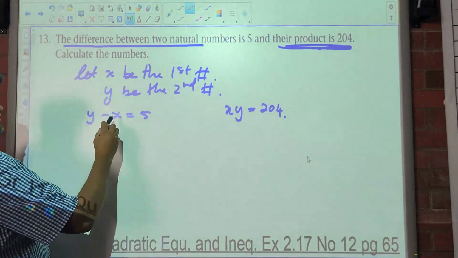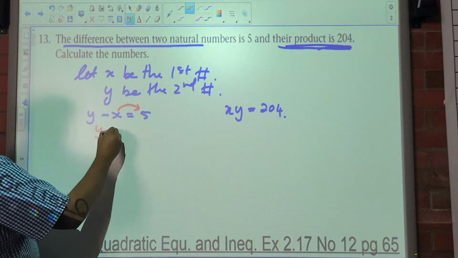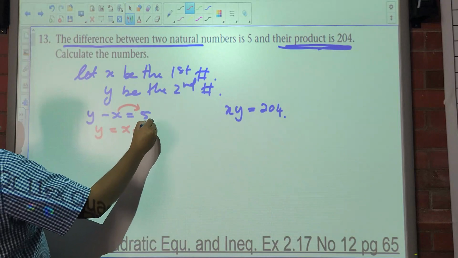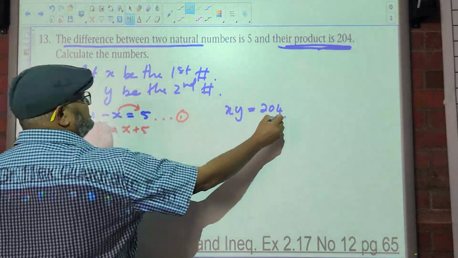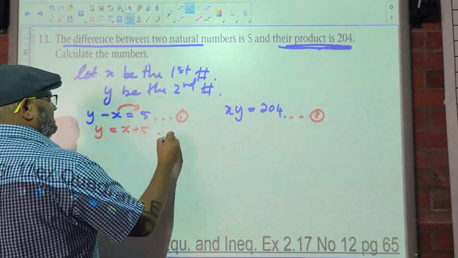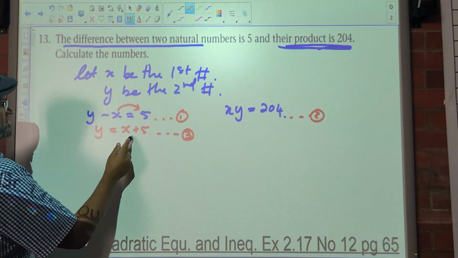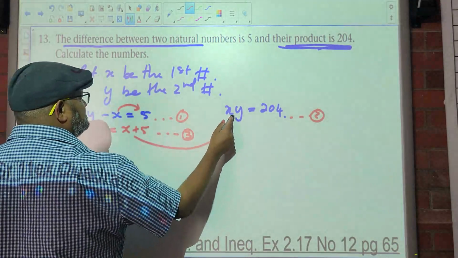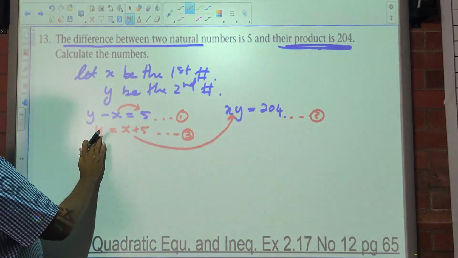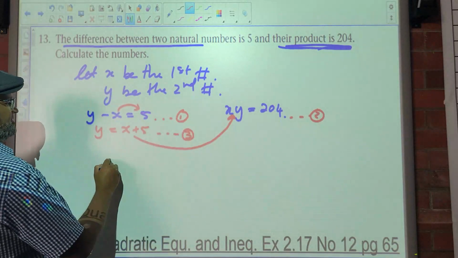So what we have to do here is make y the subject of the formula. y is equal to x plus 5. If you want, you can call that equation 1, equation 2, equation 3. So what do we do now? We substitute equation 3 into equation 2. Wherever we see a y, we replace it with x plus 5.